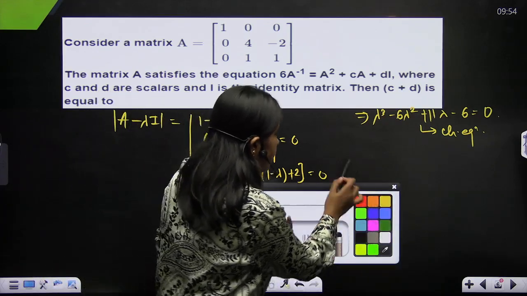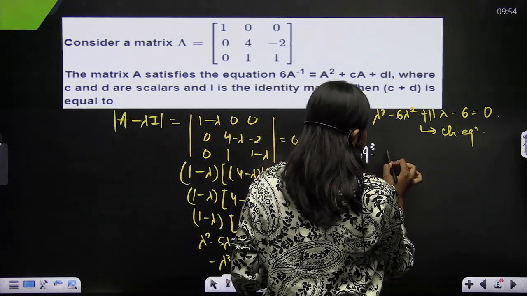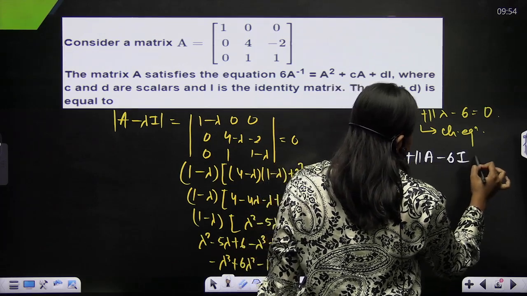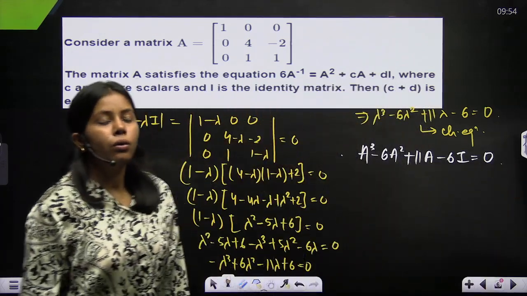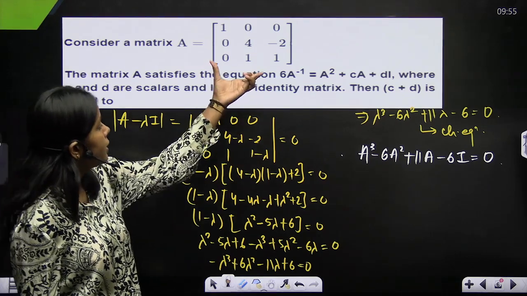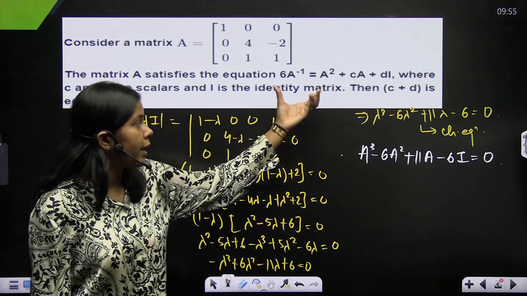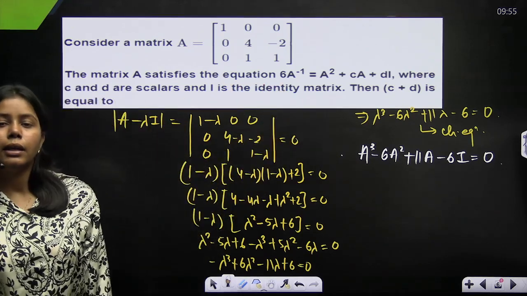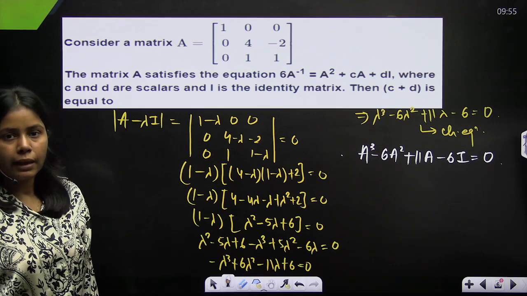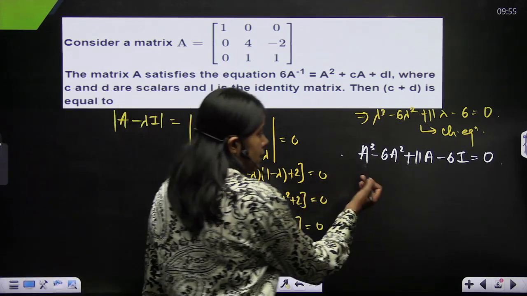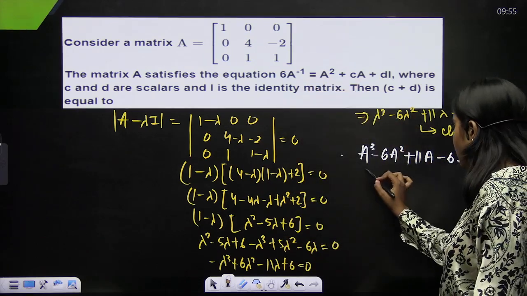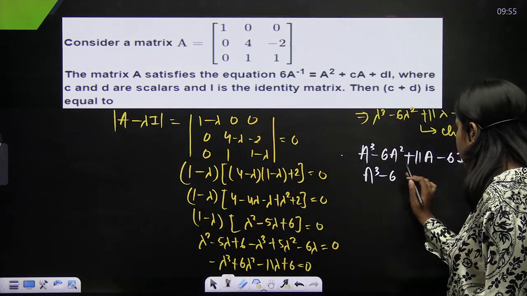So what would I write here? A cube minus 6A square plus 11A minus 6I. Everyone knows how we got to know that I have to apply the Cayley-Hamilton theorem? Because you can see that I have been given a matrix and an equation in terms of A. In terms of A, I can only get the equation if I apply the Cayley-Hamilton theorem. So I'll solve this. But it is not yet in this form. I can see that here they have written A inverse. So what I am writing? A cube minus 6A inverse.